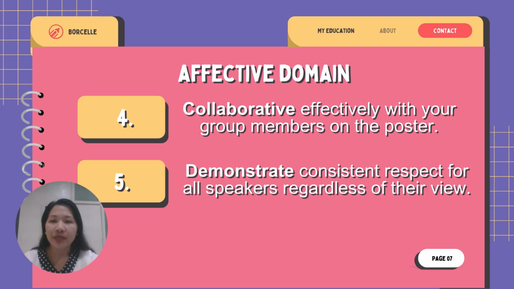Number five, demonstrate consistent respect for all speakers, regardless of their view. The verb used is demonstrate. The consistent action implied by demonstrate means the value of respect is fully integrated into the student's personality, and this internal value system reliably controls their behavior across all speaking situations.